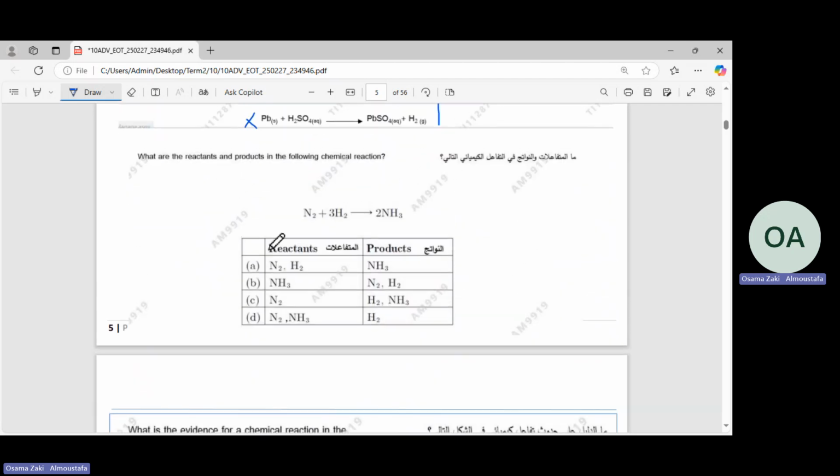Next question. What are the reactants and products? Reactants are before the arrow, or on the left side of the chemical equation. Products are on the right side of the reaction or the equation. Okay, so they are the reactants, they are the products. So as you see here, they are the reactants and this is the product. Okay, so this is the correct answer.